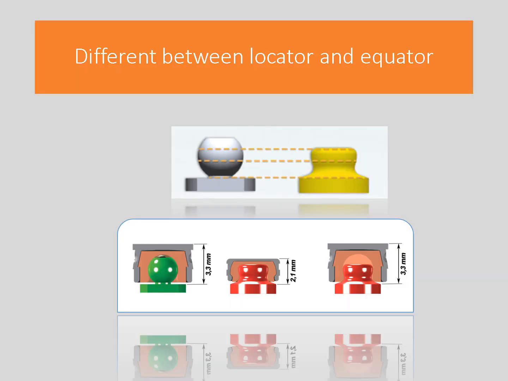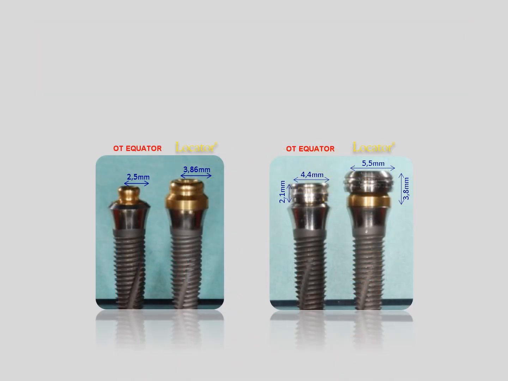What about the equator? It's the same as the locator and the ball and socket, but it's shorter and shorter. If we see, this one is the locator, and this one is the equator. The equator is shorter than the locator, and otherwise the same. So if the vertical dimension or interprosthetic space is small, we're going for the equator.